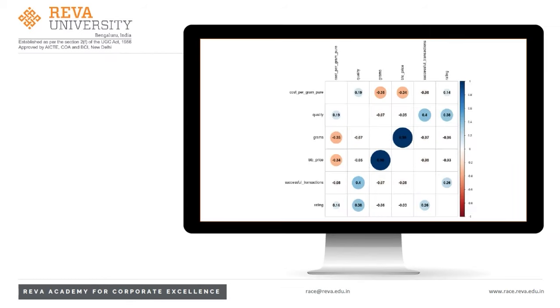Moving on, this is a simple heat map which tells us about the relationship between the cost and the quantity. The darker the blue color, the stronger the positive relationship, which means that price and quantity have a positive relationship.